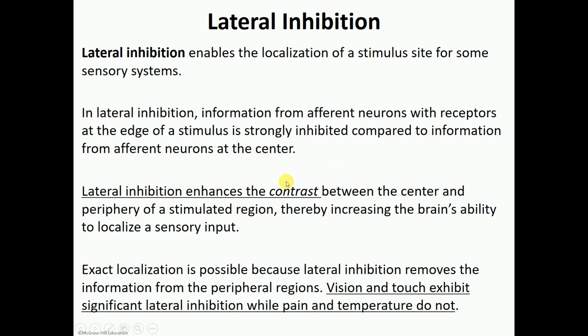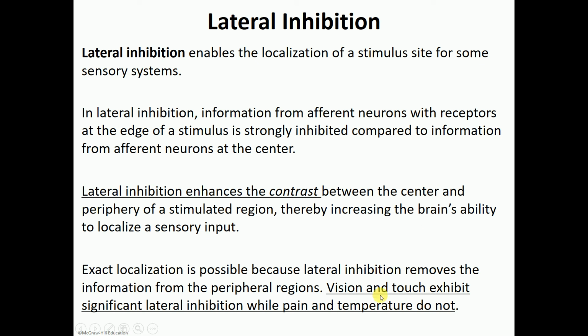So again, the brain is able to localize the site of the stimulation as being part of the skin innervated by neuron B. That lateral inhibition pretty much removes the information from the peripheral regions. And we really need that where localization is really needed. So for example, in vision, when you're looking at an object, your eyes need to be focusing on that object. So there's lateral inhibition of things coming from the other objects that you're not focusing on.